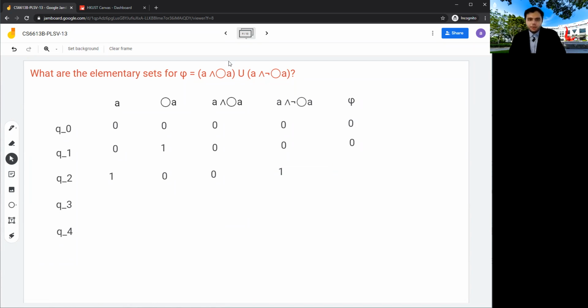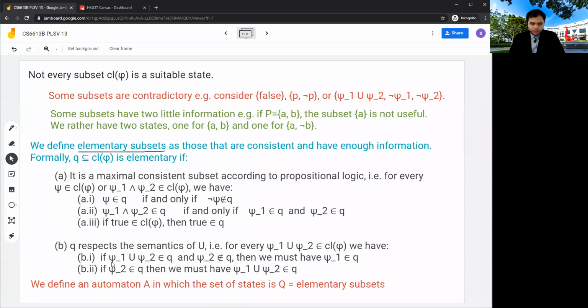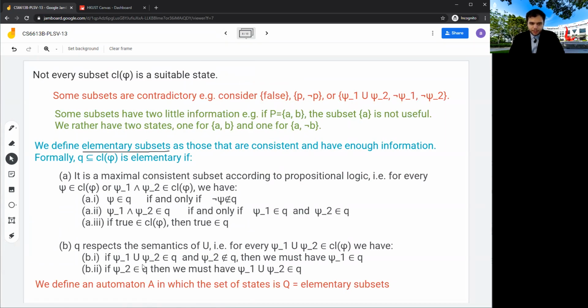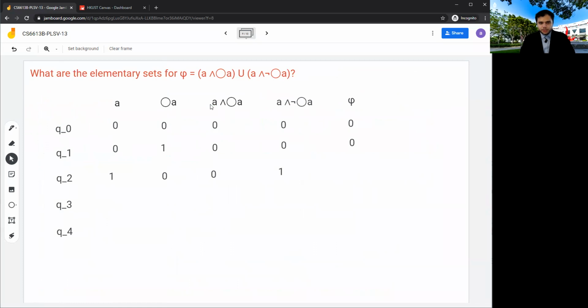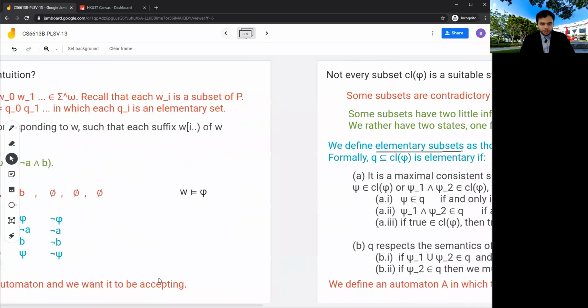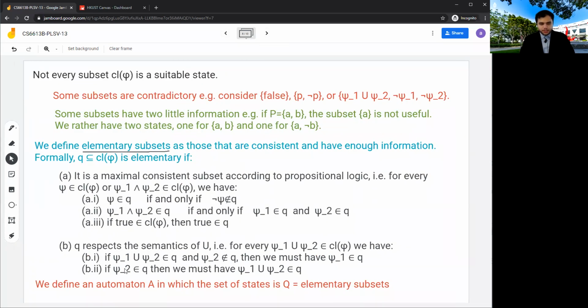Now, let's look at the rule for until again. The rule for until was that if I put psi1 until psi2 in, and psi2 is not in, then I must definitely have psi1 in, right? Okay, so this is my psi1, this is my psi2. In this case, psi2 is in. So the first rule does not apply. But the second rule applies.